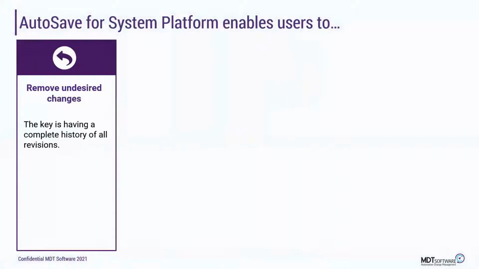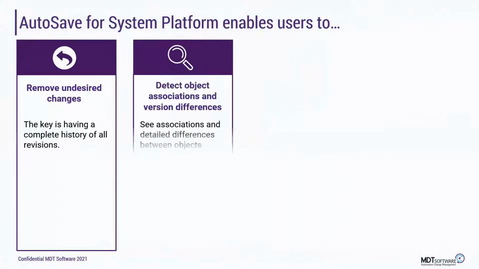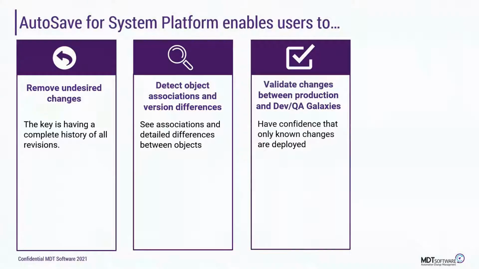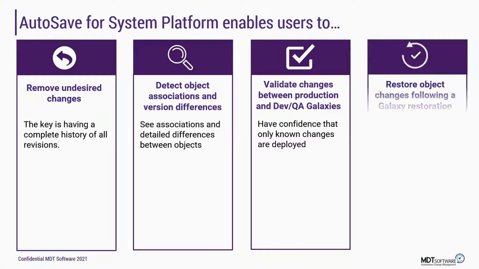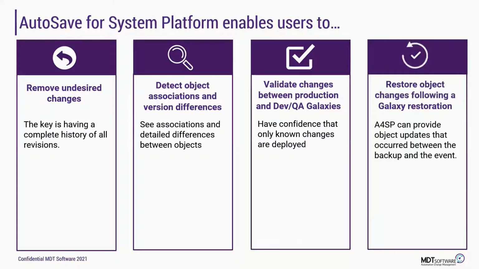AutoSave for System Platform enables users to remove undesired changes, detect object associations and version differences, validate changes between production and dev or QA galaxies, and restore object changes following a galaxy restoration.